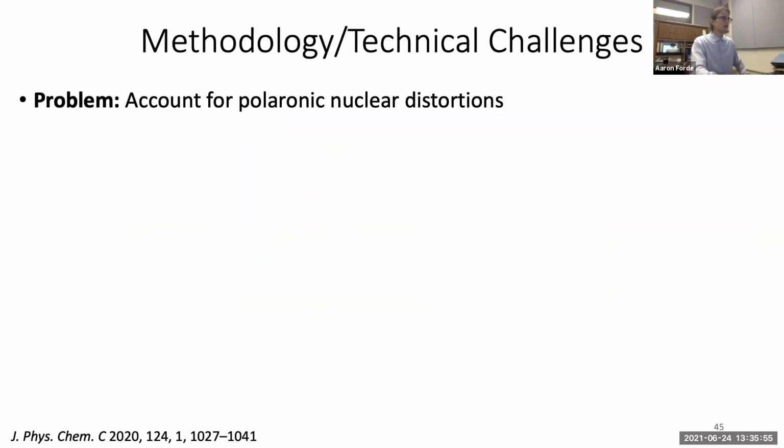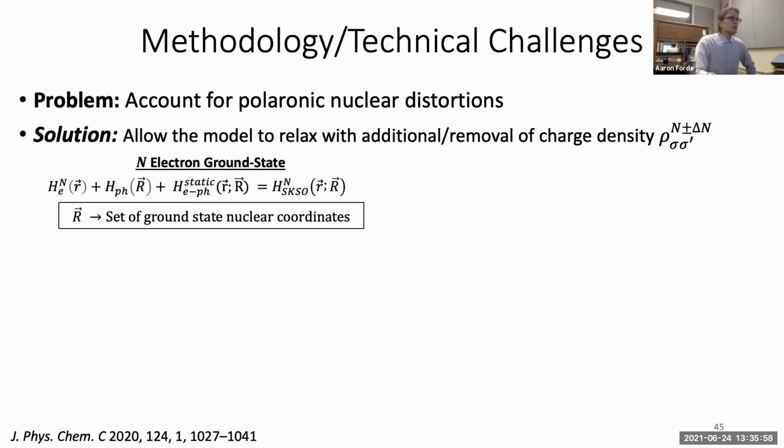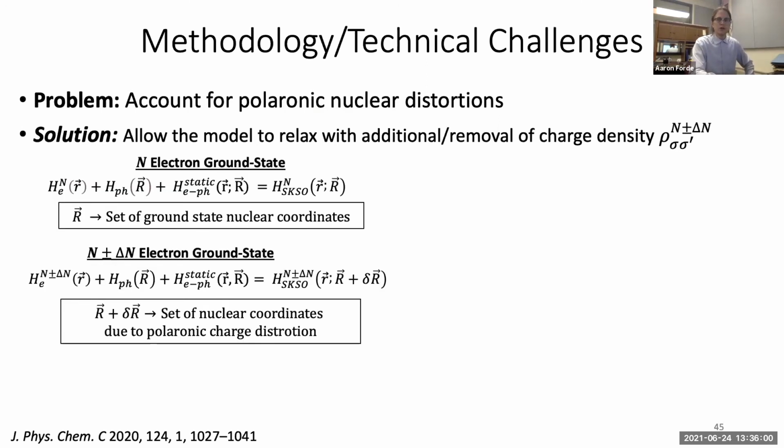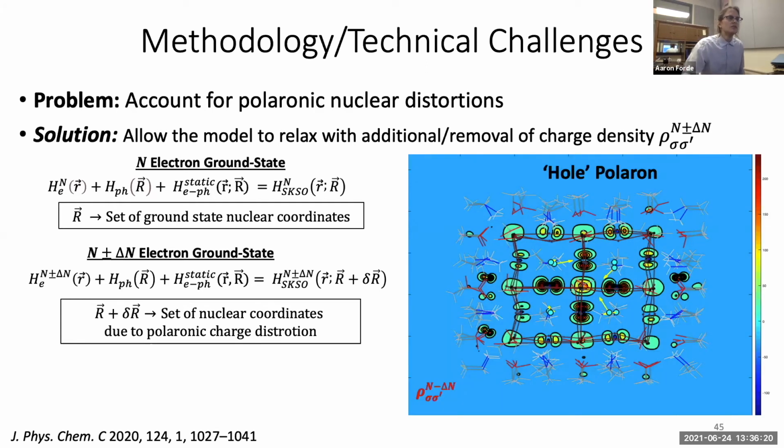I'll run through this. To describe polarons, we essentially add or remove charge from our atomistic model. In the ground state, with n electrons, we get a set of ground state nuclear coordinates. And with plus or minus n charges, we get a set of nuclear coordinates due to polaronic reorganization. To visualize this, here is a 2D projection of a hole added to the model. It has a different charge density, and you have yellow arrows describing the changes in nuclear coordinates due to this hole presence.